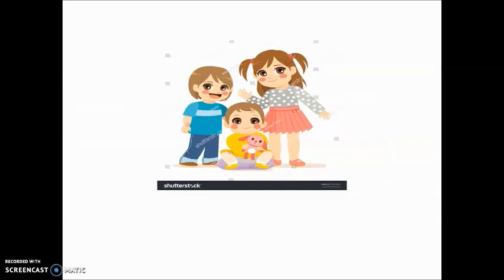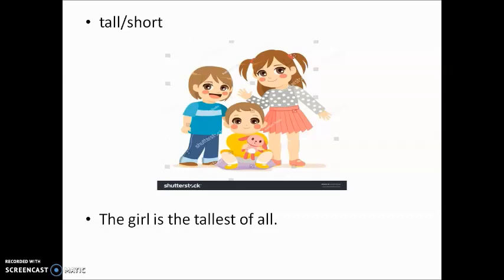Look at this picture. We've got three: a boy, a girl, and a baby. We want to use one of these two adjectives. Here we can say the girl is the tallest of all, and we can say the baby is the shortest of all.